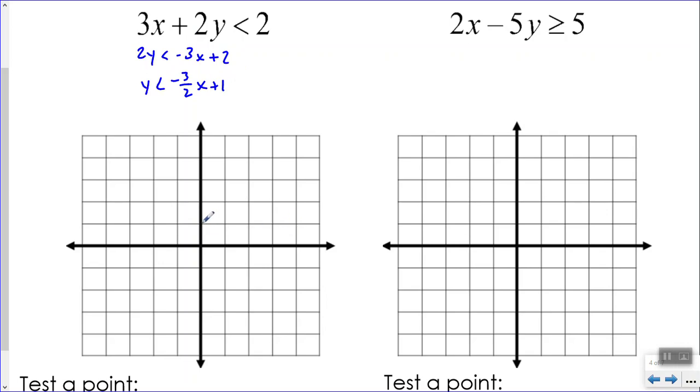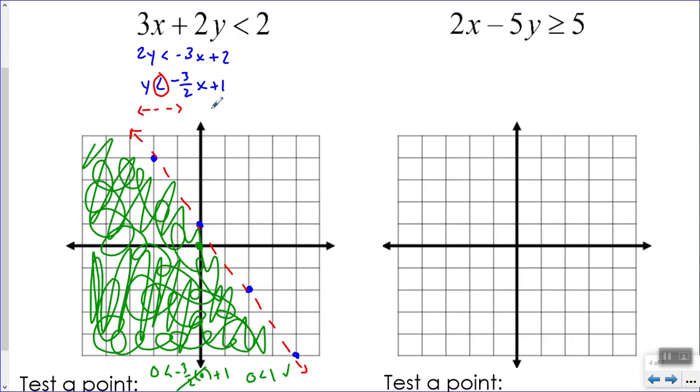And now we go ahead and graph, just like we did before. So pause the video, see if you can graph this inequality. Alright, so we have our y-intercept of 1, our slope of -3/2, strictly less than inequality, so it's our dotted line. The origin, again, is not part of our boundary line, so we can plug in 0, 0, and that ends up being true, so we're going to shade the side with the origin.